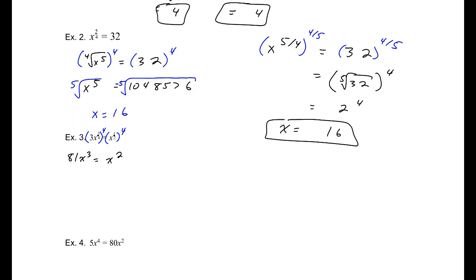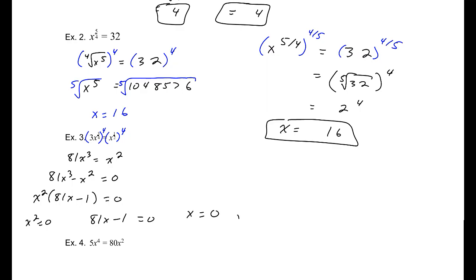I'll subtract x squared from both sides. 81x cubed minus x squared equals 0. Factoring an x squared out of both of those, I get x squared times 81x minus 1 equals 0. And setting each of those equal to 0, I get two solutions: x equals 0 and x equals 1 over 81.